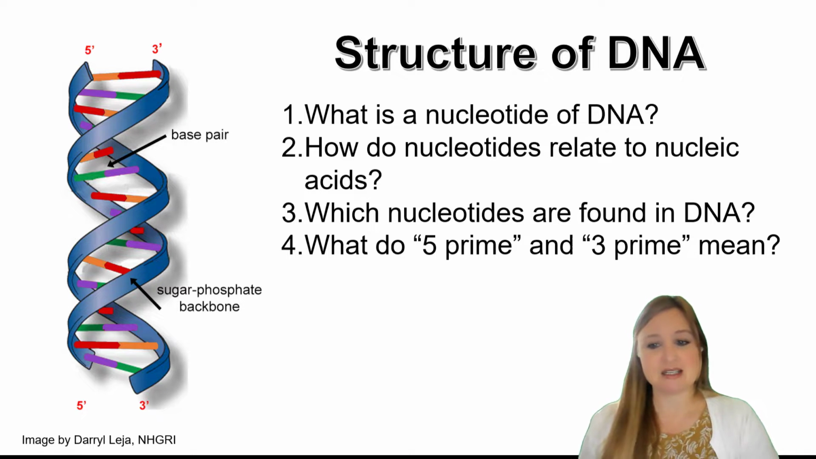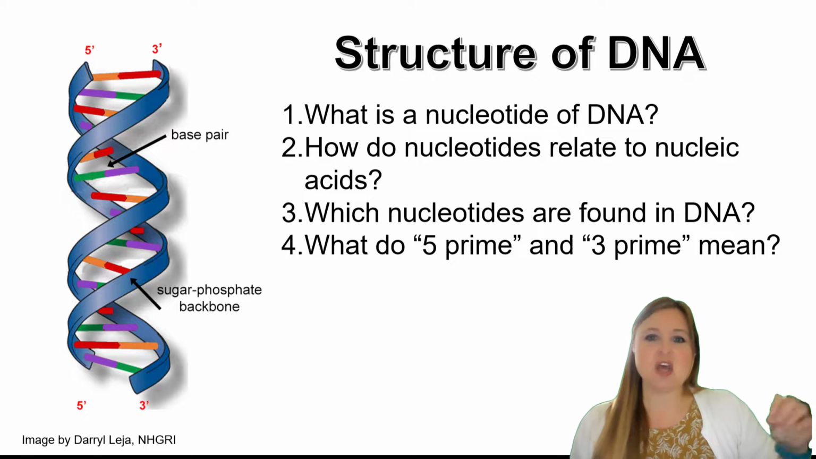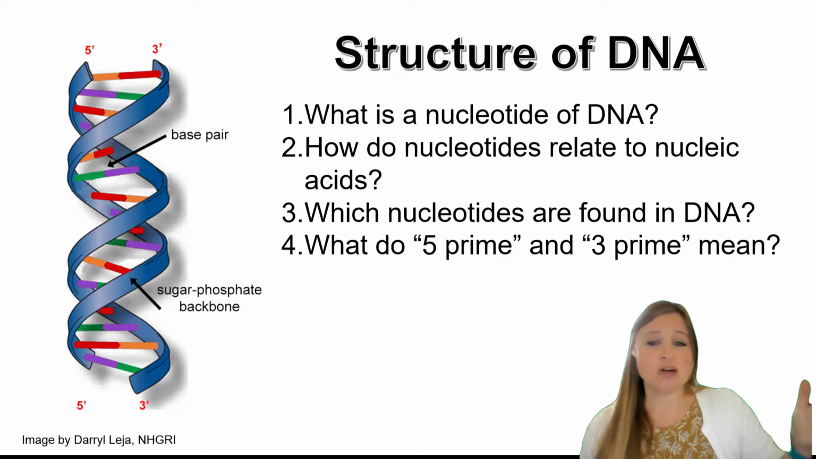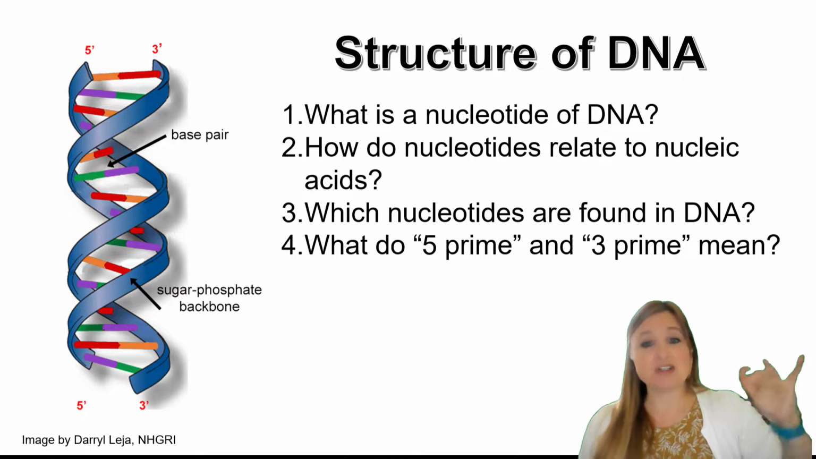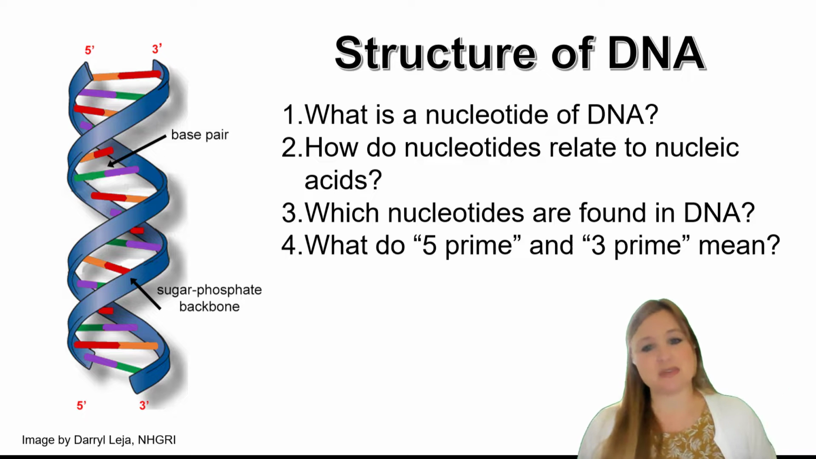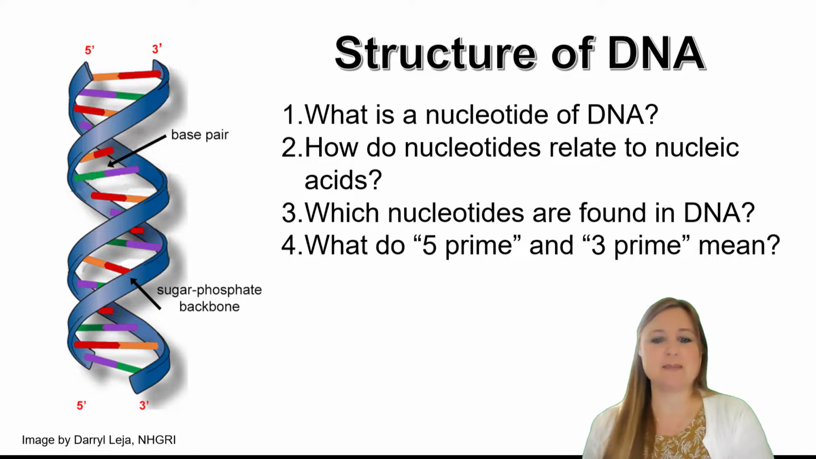Which nucleotides are found in DNA? Well, we have 4 different options, right? Each of them is going to have a phosphate group attached to deoxyribose, the sugar. But then the base that's found can be adenine, it can be guanine, it can be cytosine, or it can be thymine. So we actually have 4 different types of nucleotides because in DNA, we have 4 different types of nitrogenous bases that can be in there.